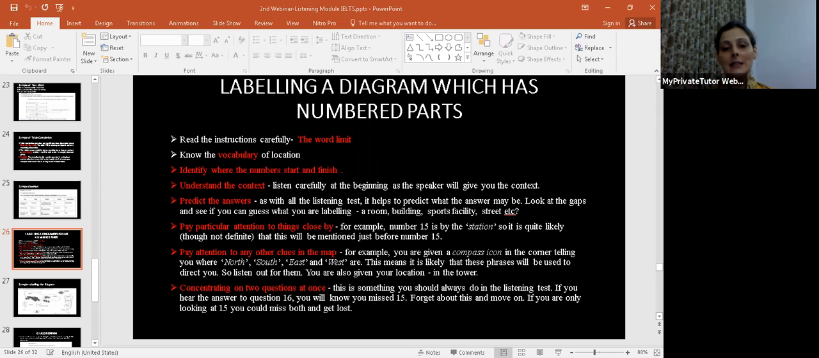Predict the answers. Pay particular attention to things close by. Whatever the description is, as I told you earlier about the library, you were predicting about the things. Oh, the library is here. And they are talking about just next to the library there is some computer room or seminar room, whatever is being described or told to you in the audio. You have to follow that. Pay attention to the other clues in them. For example, they are talking about the map. You have to be very careful about that.